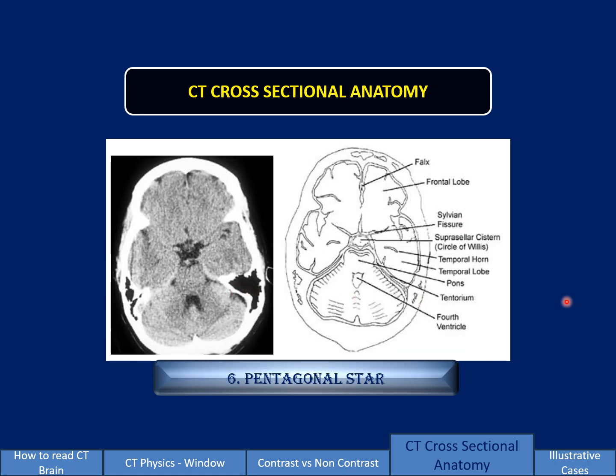More inferior section, which is the pentagonal star, which was also seen in the previous section, in which this is the sylvian fissure. Again, this is the suprasellar cistern where the circle of Willis runs, and there is a falx, frontal lobe, temporal lobe, and occipital lobes. This is the pons, which appears here.